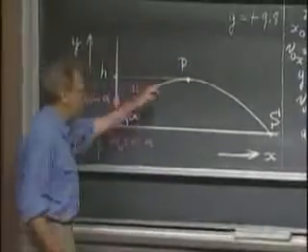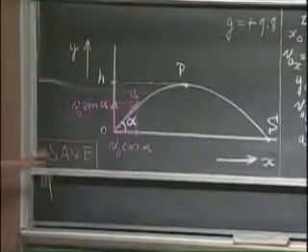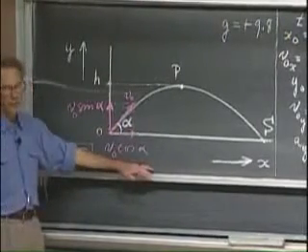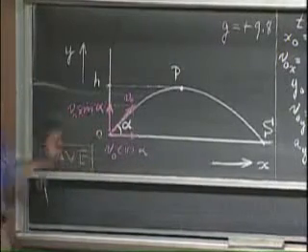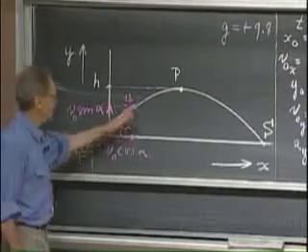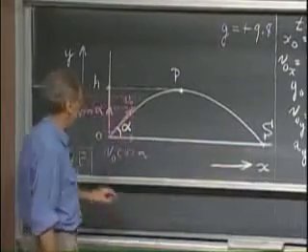A trajectory of a golf ball or a tennis ball. We shoot it up at an angle alpha. The horizontal component in the x direction is v0 cosine alpha, and the vertical component is v0 sine alpha. It reaches the highest point at P, and it returns to the ground at point S.